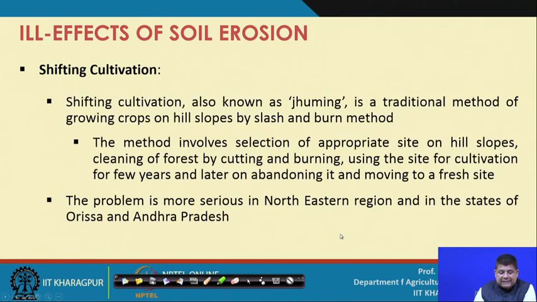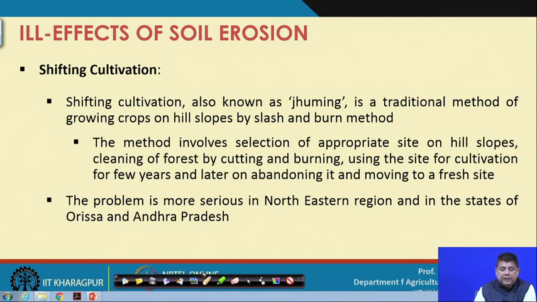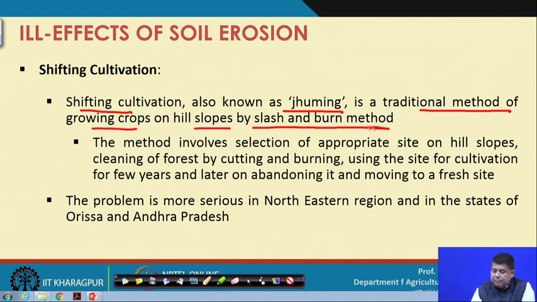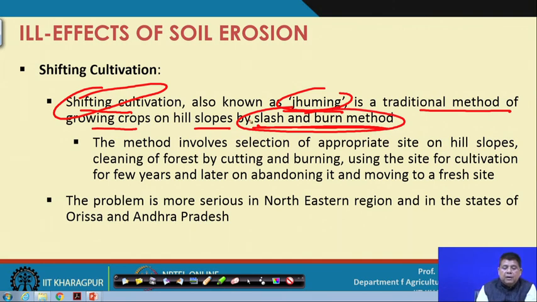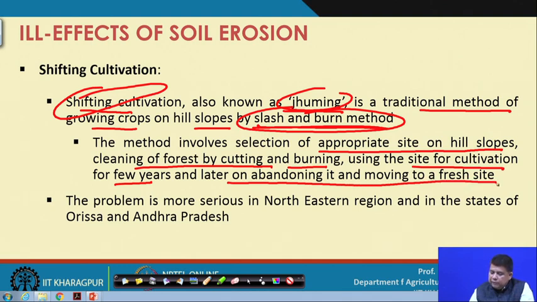And lastly, we talk about the problem of shifting cultivation. Shifting cultivation, which is also referred to as jhooming, is a traditional method of growing crops on hill slopes by the slash and burn method. So, there are three different names: shifting cultivation, jhooming and slash and burn method. The same technique is known by three names, and it involves selection of an appropriate site on hill slopes, clearing the forest by cutting and burning, using the site for cultivation for a few years and later abandoning it and moving to a fresh site.